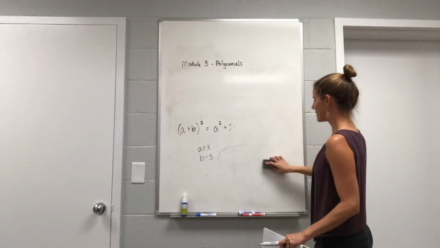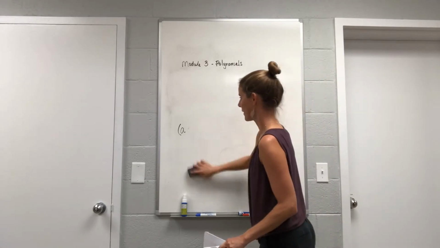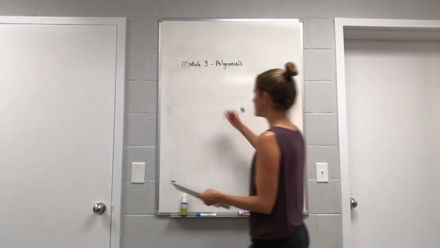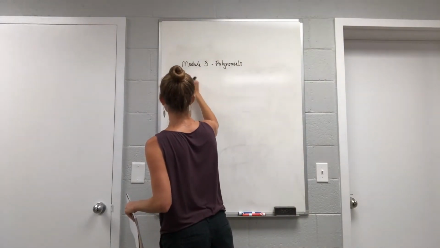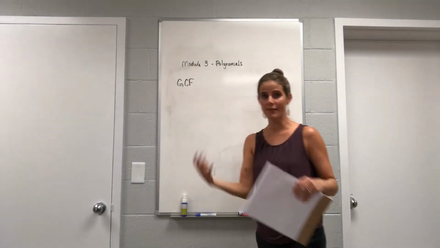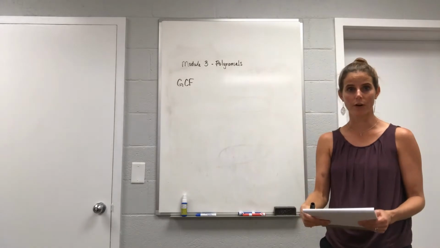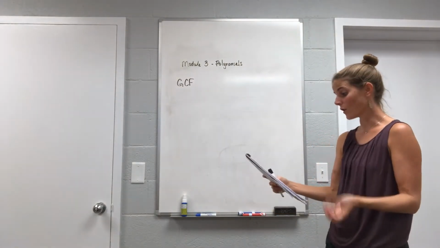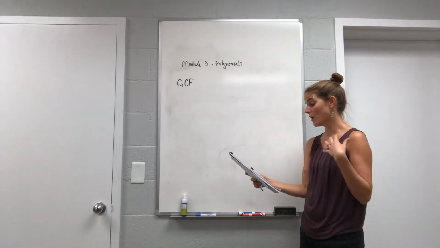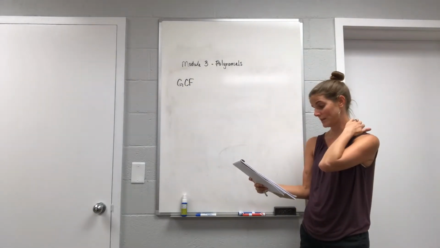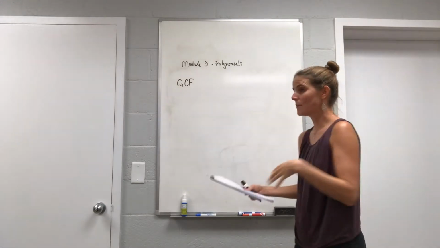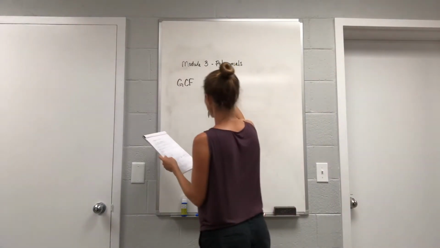So in this video, I'm going to give you a brief little introduction to the greatest common factor, or the GCF. So the GCF is kind of what it sounds like. It's the greatest factor that's common to both of the terms, or if there's multiple terms, it's common to all of the terms. So it's the largest factor that goes into all of the terms that we're dealing with.